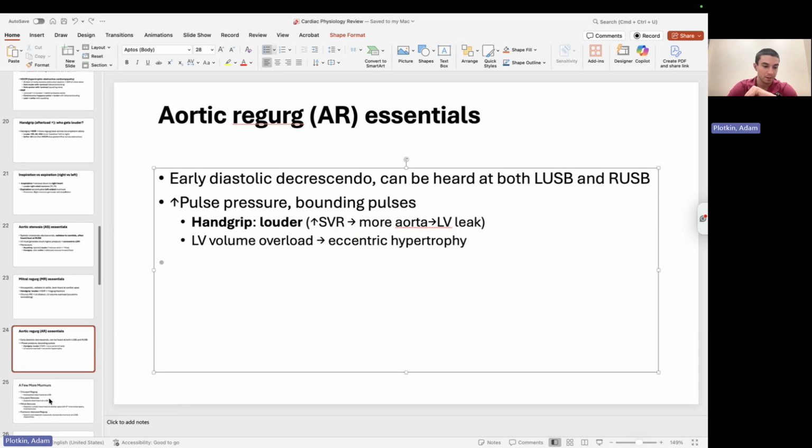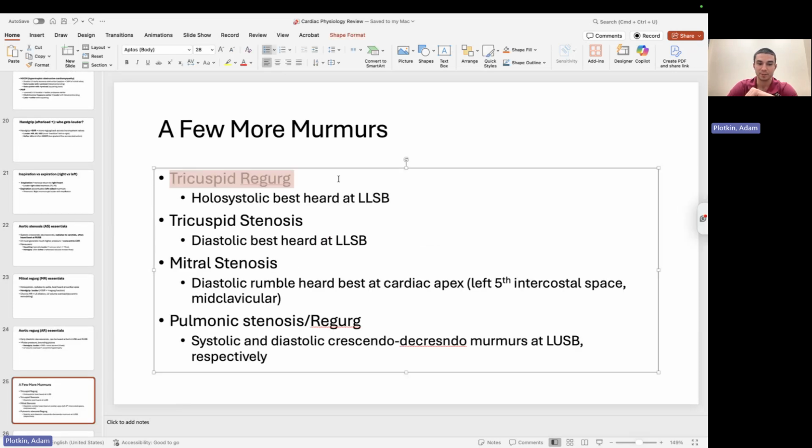Okay, so a few more murmurs. We've already talked about these. Tricuspid regurg: holosystolic, best at the left lower sternal border. Tricuspid stenosis: diastolic at the left lower sternal border. Mitral stenosis: diastolic rumble, heard best at the cardiac apex. Pulmonic stenosis would be systolic. Pulmonic regurg would be a diastolic murmur at the left upper sternal border.